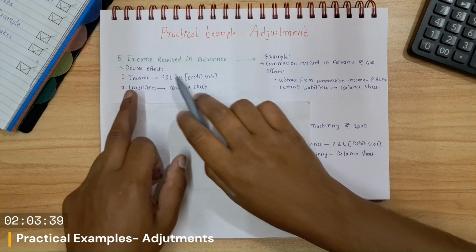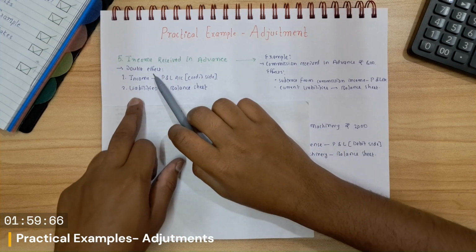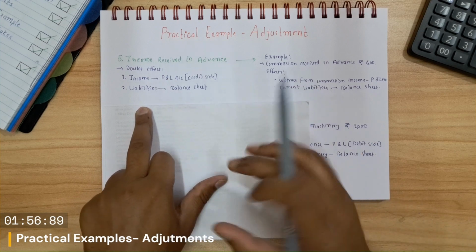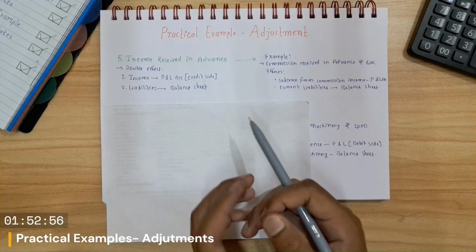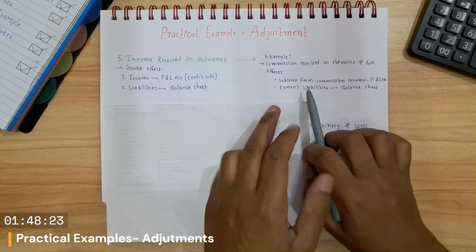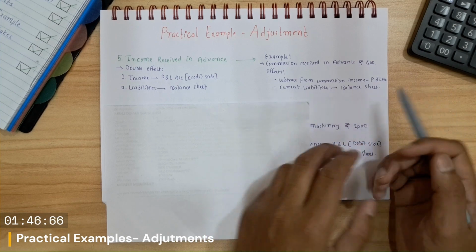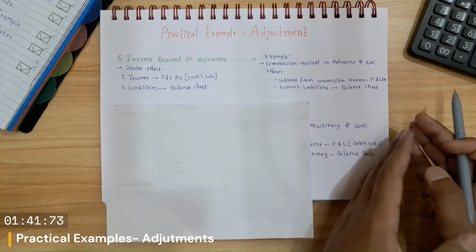Now the fifth adjustment, income received in advance. The double effect: deduct from income in the P&L account and show under liabilities in the balance sheet. Example: commission received in advance rupees 600. Subtract from commission income in the P&L and show rupees 600 under current liabilities of the balance sheet.